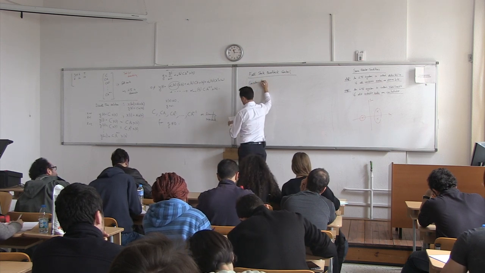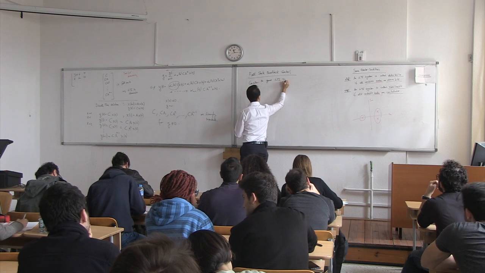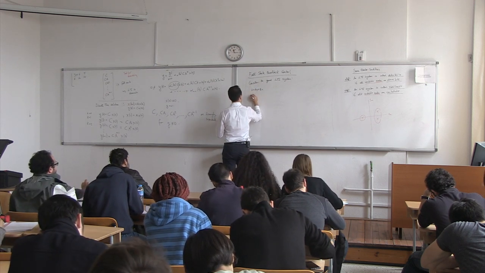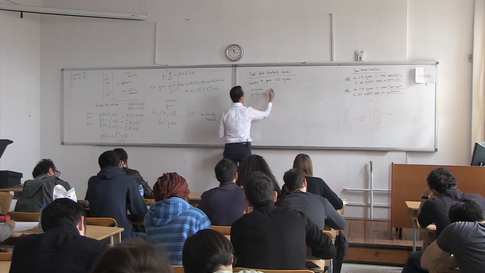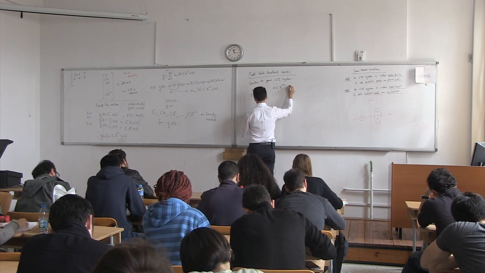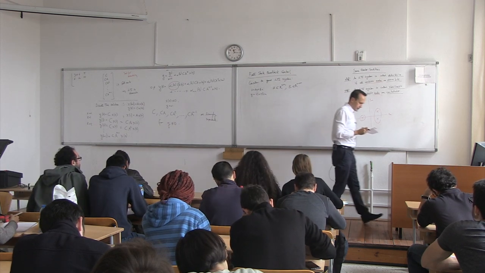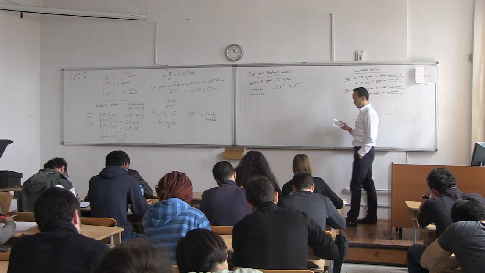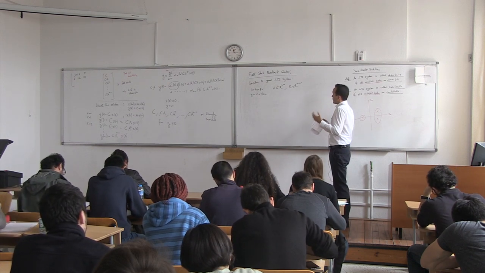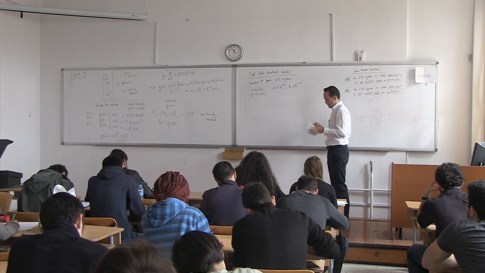Consider the general LTI system. x dot equals Ax plus Bu. y is equal to Cx plus Du. A is an n by n, and B is an n by m. And this is where we start, okay? This is where we start. We start with an LTI system.